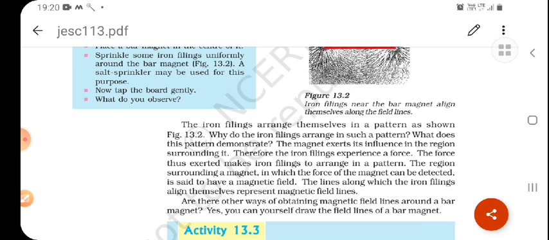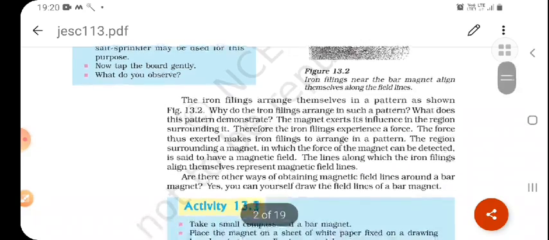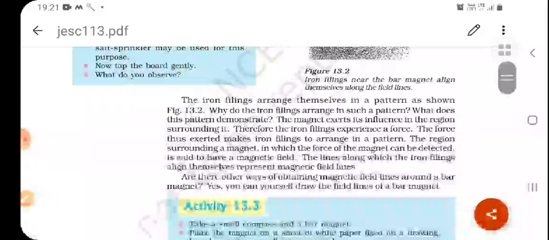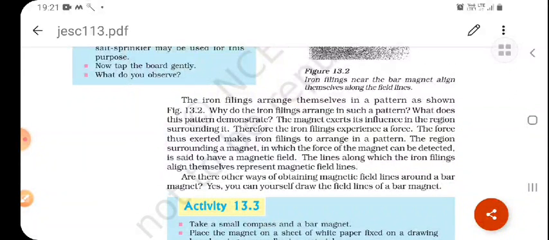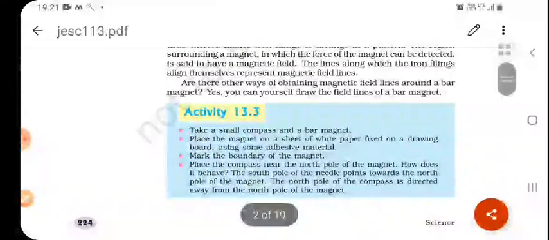So how can we see the magnetic field lines? This is in the form of the region surrounding a magnet in which the force of the magnet can be detected. Okay, it is said to have a magnetic field, and the lines along which the iron filings align themselves are the visualization of this magnetic field. Therefore they are known as the magnetic field lines.